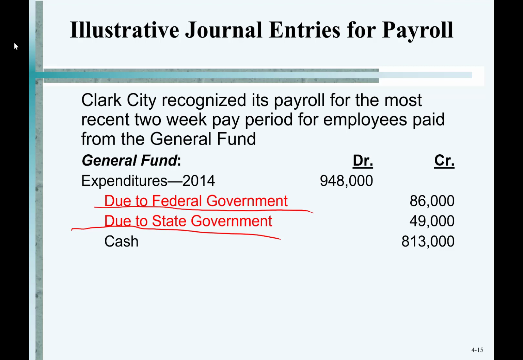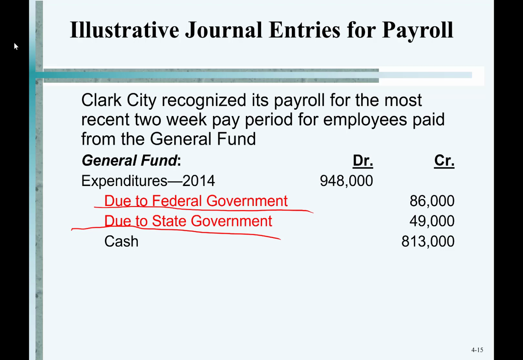Okay, now hear me on this. When one government owes another government money, they call that account due to. So the state, whatever this is, county, city, government owes the payroll withholding to the state and to the federal. Since it's due to another government, they call it, everybody, due to. Due to. It's not accounts payable, it is due to.